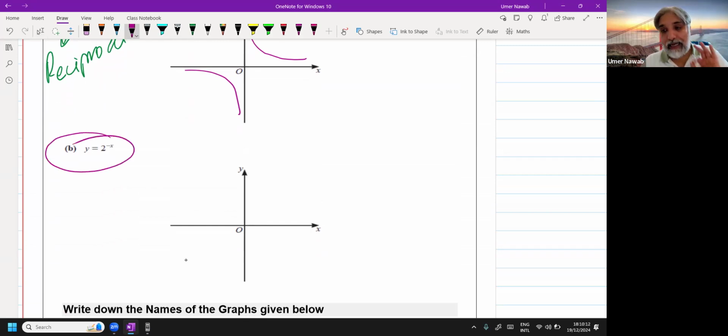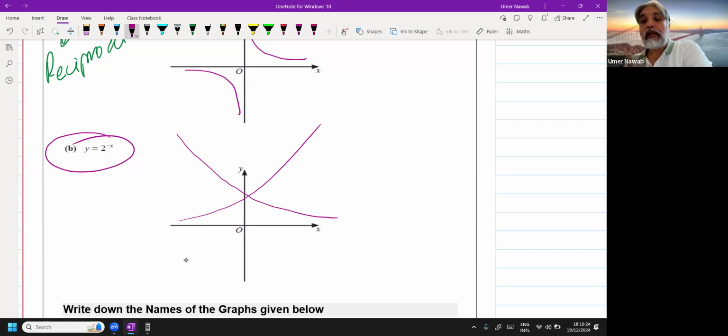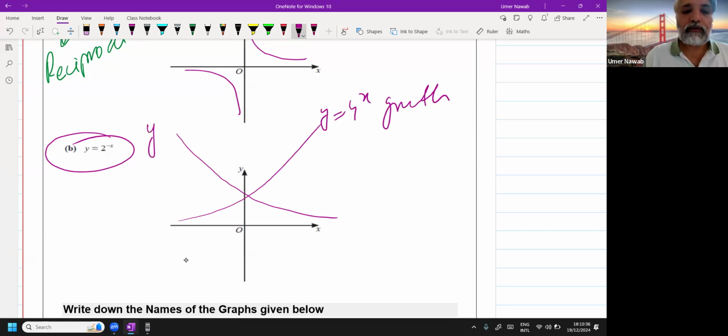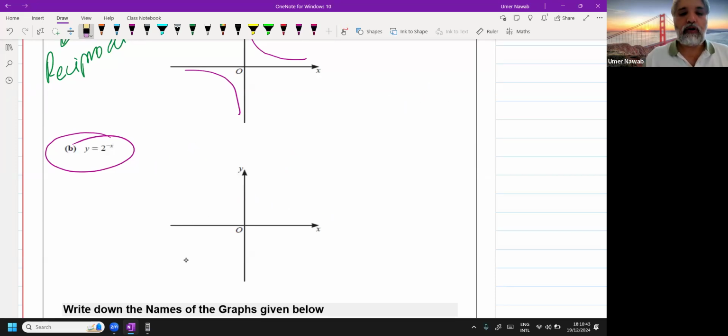Yes, this is exponential, but exponential decay. Any growth graph is like this. Decay graph is like this. It goes towards the x-axis from left to right. So if I have y equals 4 raised to the power x, this is your growth graph. But if it is y equals 4 raised to the power negative x, it's a decay graph. So in this particular situation, I have to draw the decay graph like this.